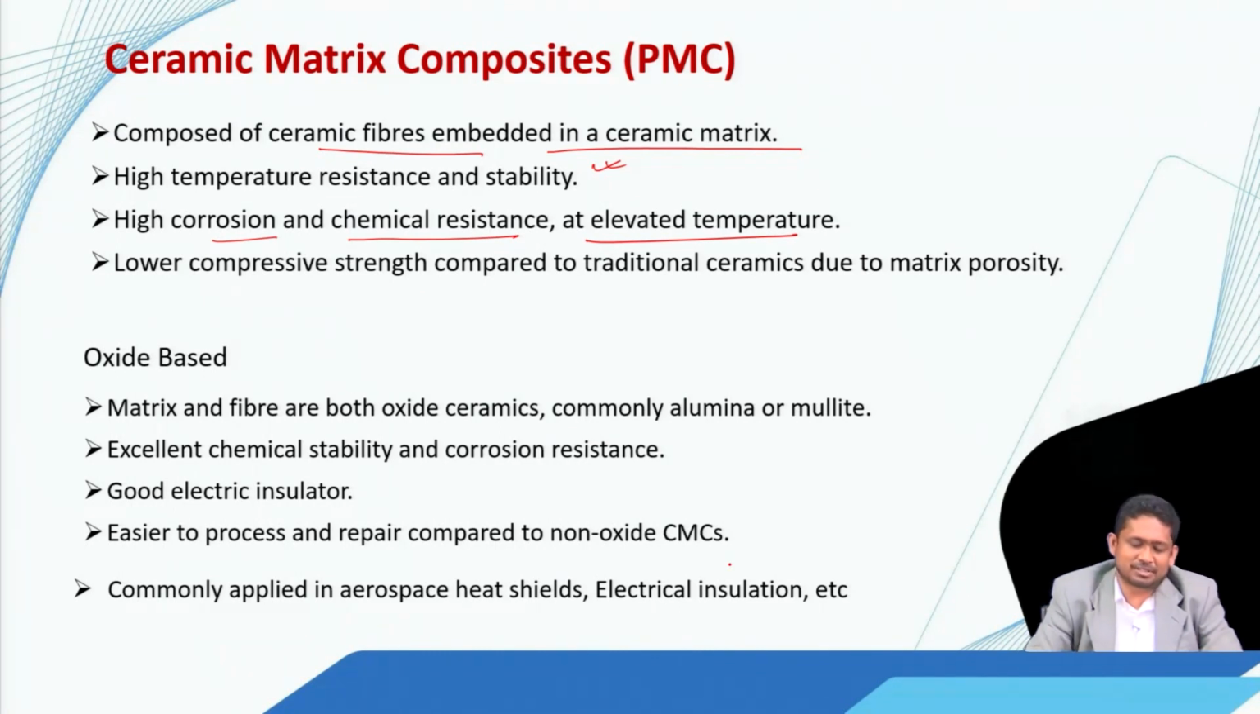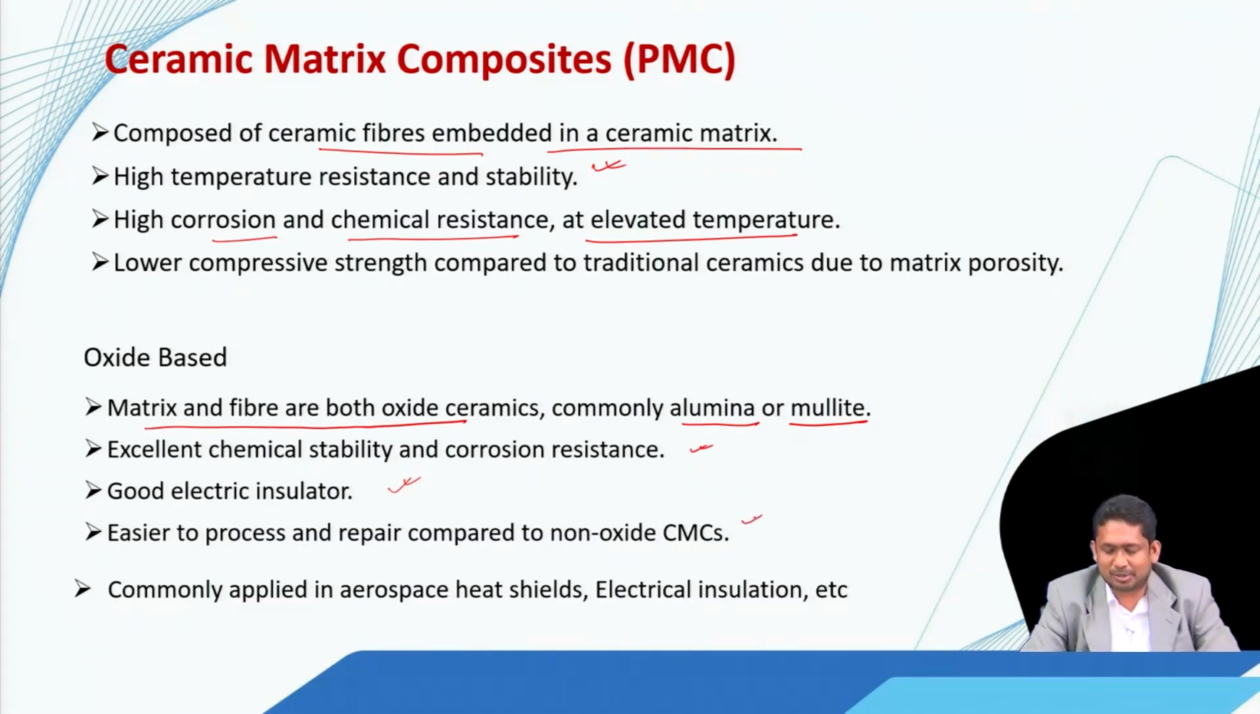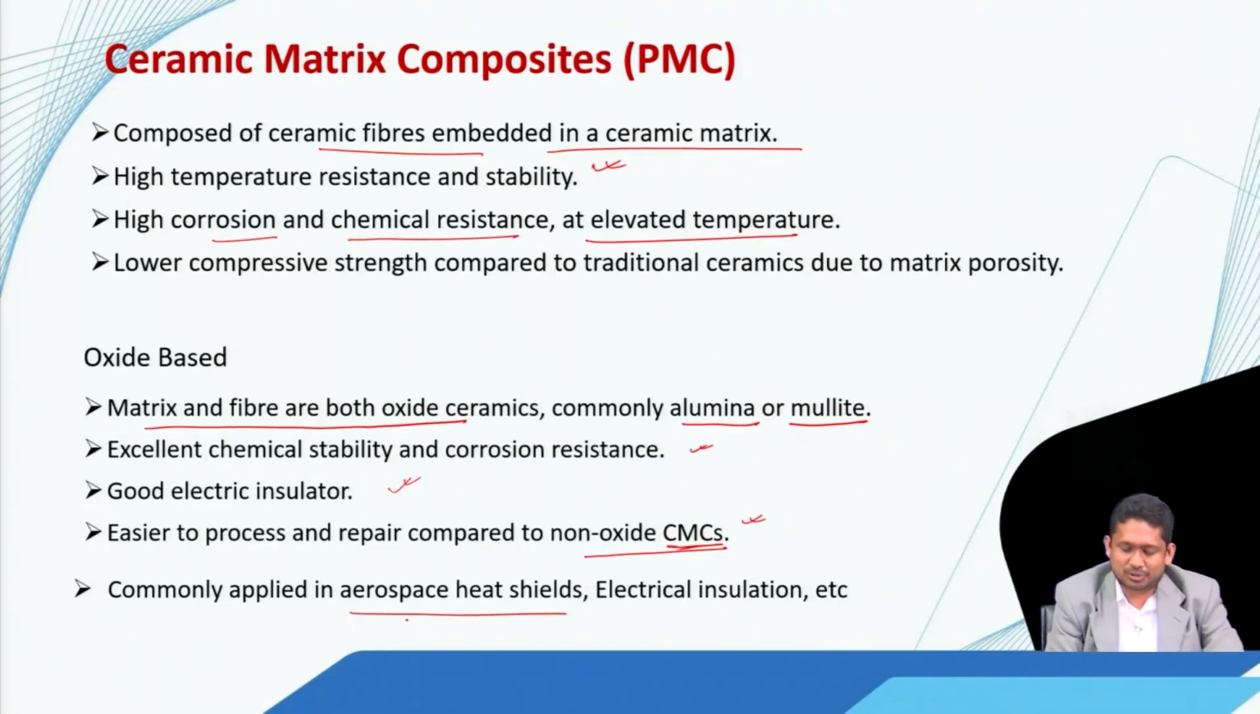Now it can be oxide based or non-oxide based. Oxide based means both matrix and fiber are some kind of oxide. The common oxide ceramics are alumina or mullite. They have excellent chemical stability and corrosion resistance, and they are good electric insulators. They are easier to process as compared to non-oxide CMCs, ceramic matrix composites, and they are commonly applied in aerospace heat shields. Like I told you, these vehicles suffer from significant heat due to aerodynamic heating, so for heat shields they are used, then electrical insulation and so on.